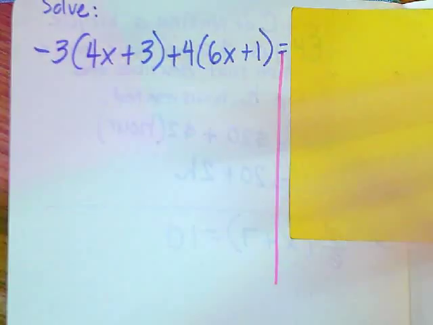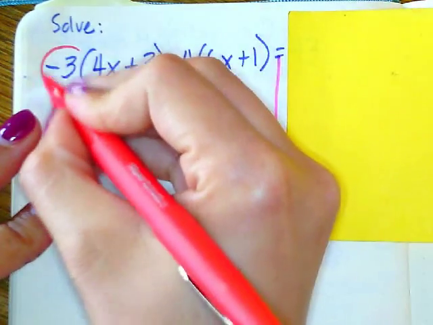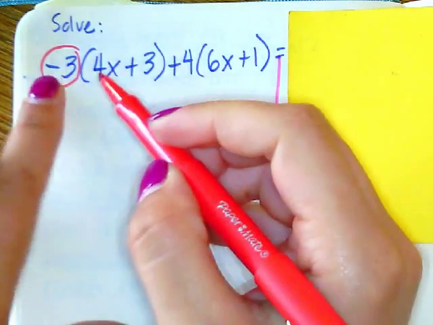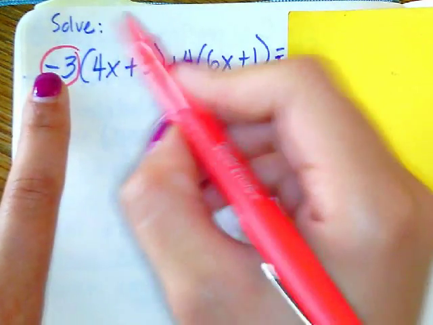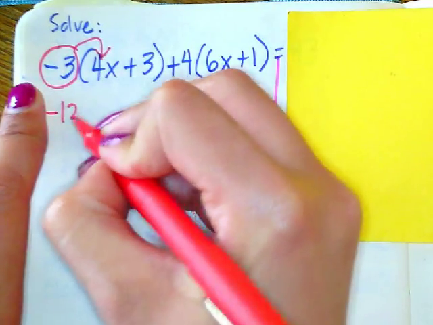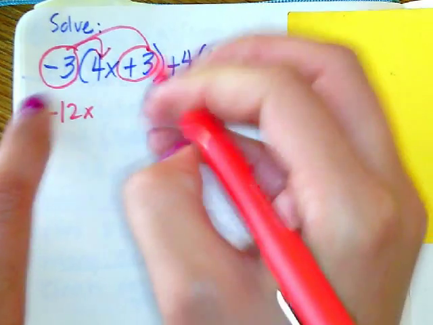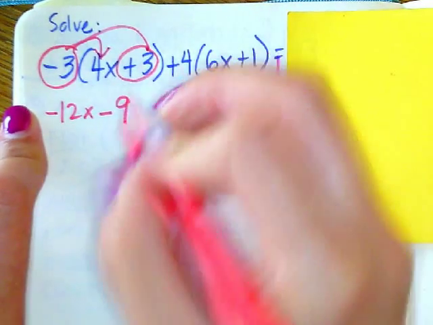For the first one, let me get another color. I am multiplying negative 3. Notice how I circle that sign in front of the number. So negative 3 times 4x gives me negative 12x. Negative 3 times positive 3 gives me negative 9.